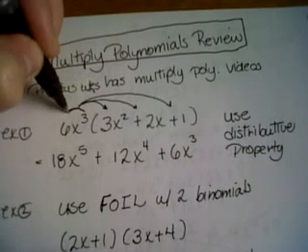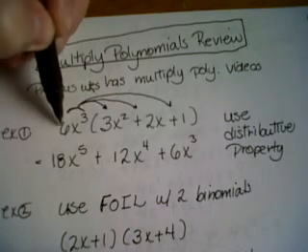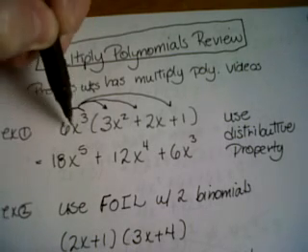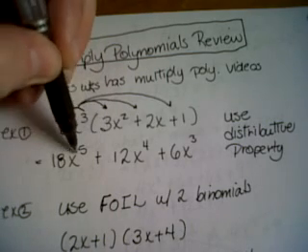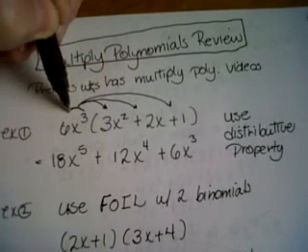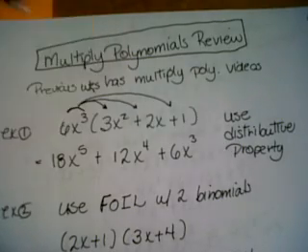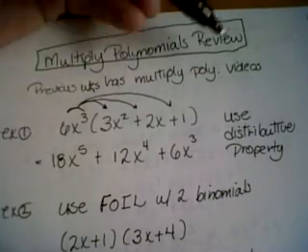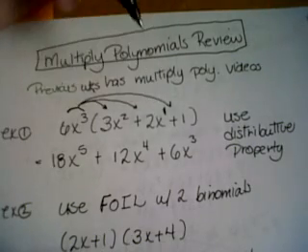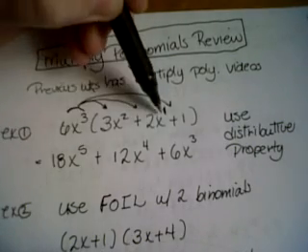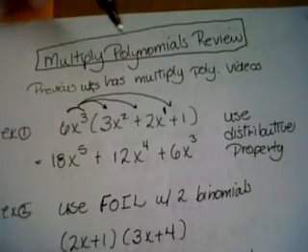So I take all of 6x cubed and I multiply all of that to 3x squared. So 6 times 3 gives me 18, and x cubed times x to the second gives me x to the fifth. I add the exponents. 6x cubed times 2x gives me 6 times 2 gives me 12, and x cubed times x gives me x to the fourth, because that is saying x to the first, and we add the exponents. And then 6x cubed times 1 gives me 6x cubed.